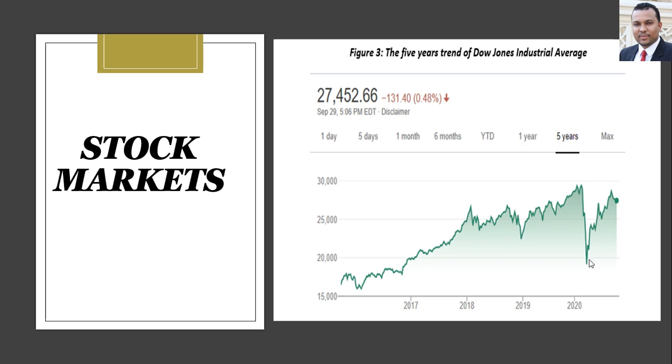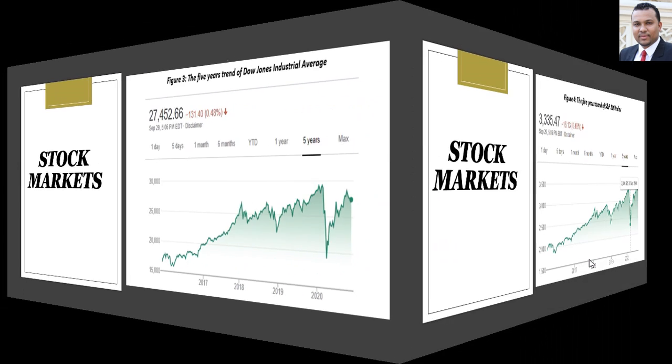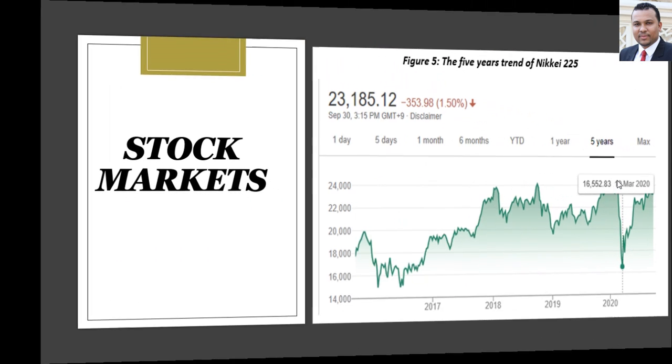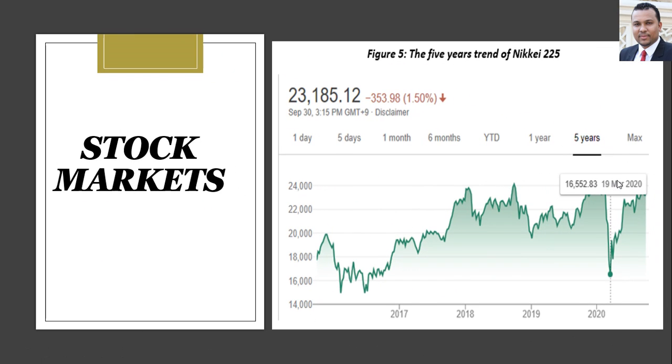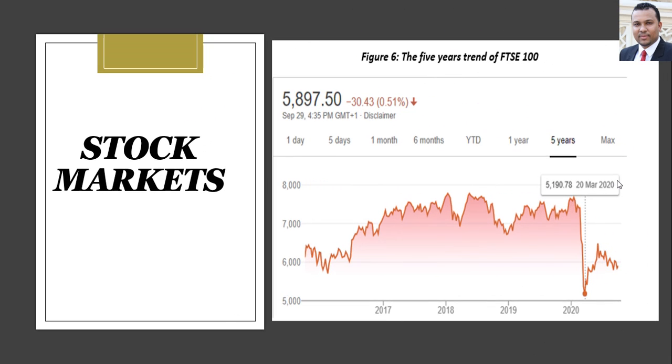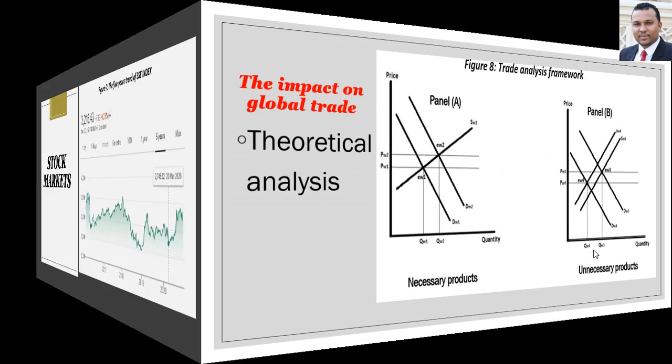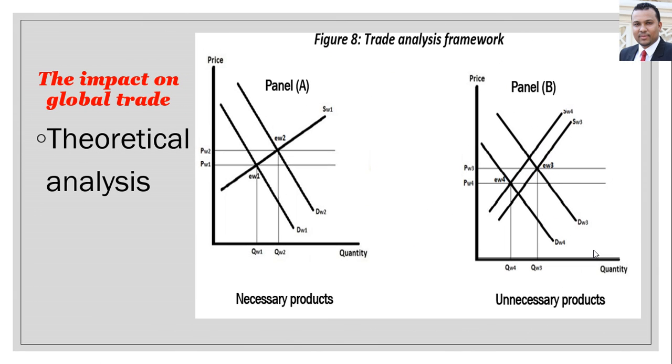We can take this figure, copy and paste it with another index like S&P, Standard & Poor's. The same trend: a sharp decrease in the first quarter of the year 2020, mainly on the date of 20th of March 2020. The same for Nikkei 225, and maybe FTSE for the UK. For Shanghai, yes, this is a fluctuation for this index, but in the first quarter there is the same decrease, but not as sharp as S&P.